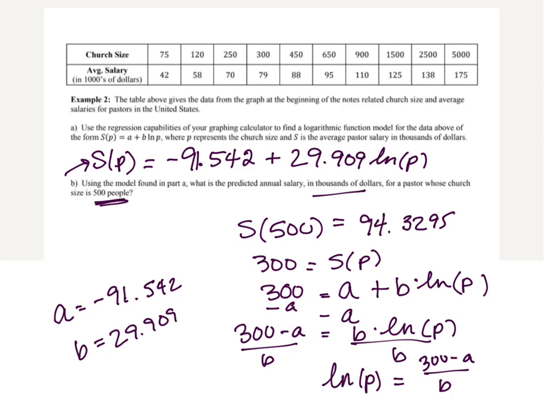Now, how do I get P? I've got natural log of P. How do I get P? E to all of that. E to the stuff is equal to P. Y'all following that? Because this is natural log of P, so E to this stuff, E to the 300 minus A over B is equal to P. That's how we get P by itself. And you've got A and B. Remember your var stat A, var stat B. That's why we did that.